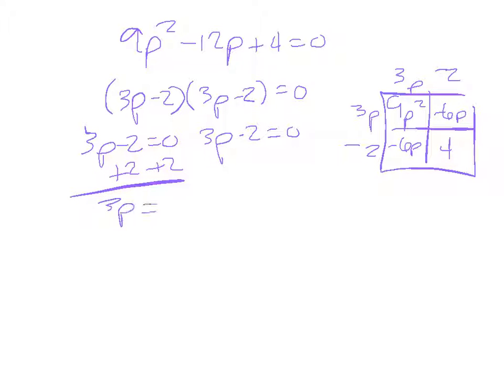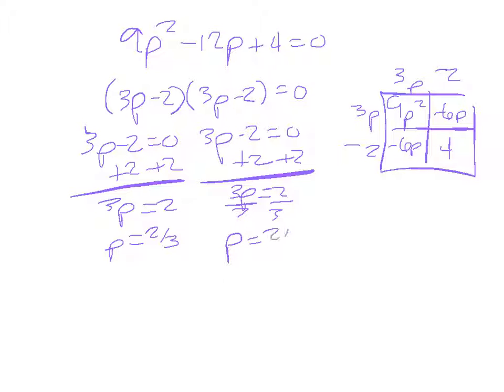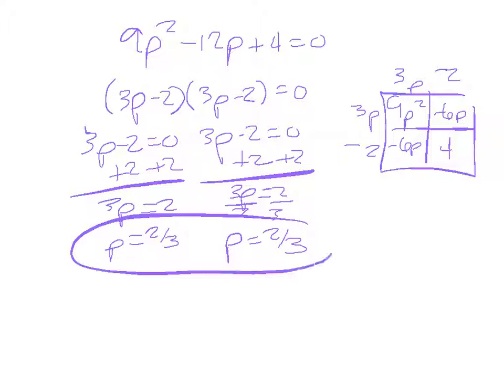So I get 3p equals 2. Divide by 3, p equals 2/3. Same thing over here. I'm adding 2 to both sides. So 3p equals 2. Divide by 3. So then p equals 2/3 twice. So again, I'm getting the same answer.